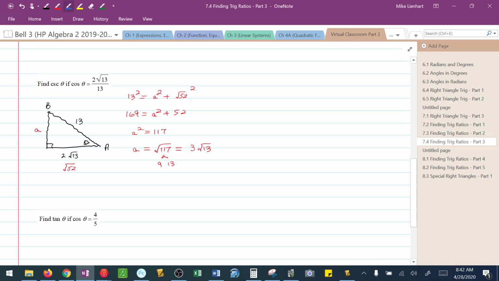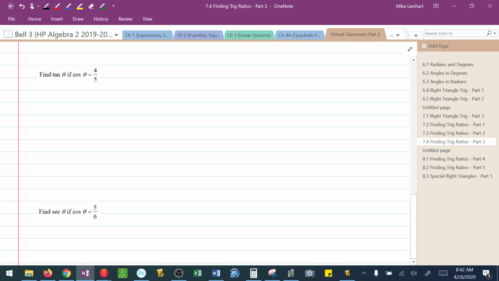cosecant is what we've been asked to find. I know that the cosecant of theta would be hypotenuse over opposite. So this would be 13 over 3 square root of 13, which would give us 13 radical 13 over, let's see, 3 times the square root of 169, which would be 13. So that would be 3 times 13 is 39. And then I can simplify this to the square root of 13 over 3. All right, just simplifying fractions. Some of us got a lot of work to do with that.